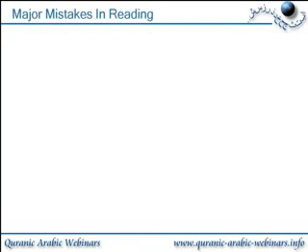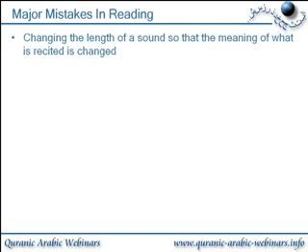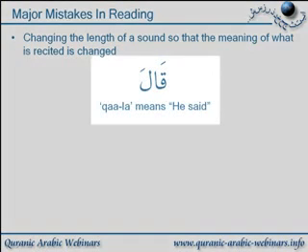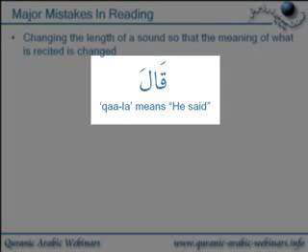Now we're going to look at why it is important to know what the short sounds are and the double sounds, and to know why you shouldn't mix them up. Changing the length of a sound can change the meaning of what is recited. So I'm going to give you a small example. Here we have a word which is Qa La. The Qa is two long because it's a Fatha Alif, and then we have La. So the first one is two long and the second, the La, is one long. Now in Arabic that means he said.